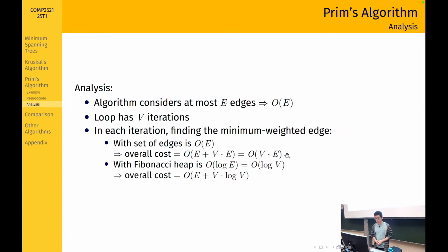Pretty costly. But another way of implementing it is to use another fancy data structure called a Fibonacci heap. If you use a Fibonacci heap, the cost of finding the minimum weight edge is log E, which is equal to log V because of the log laws that I talked about earlier. And that means the overall cost of the algorithm would be E plus V log V.